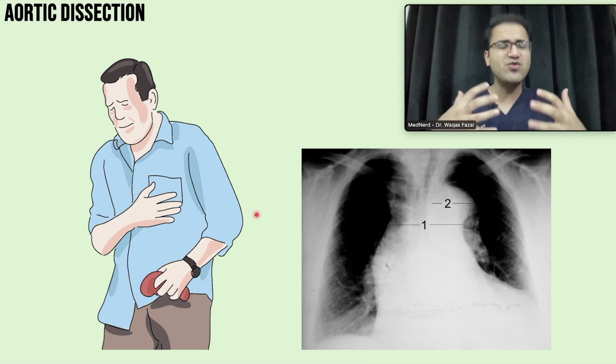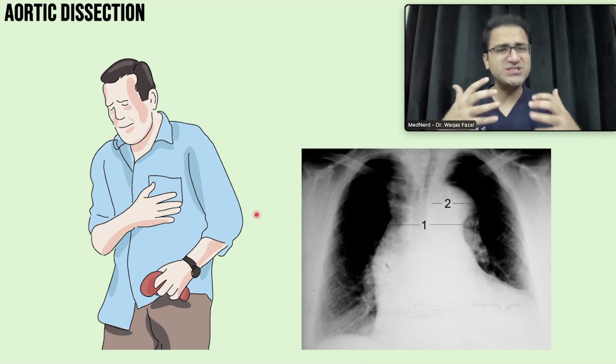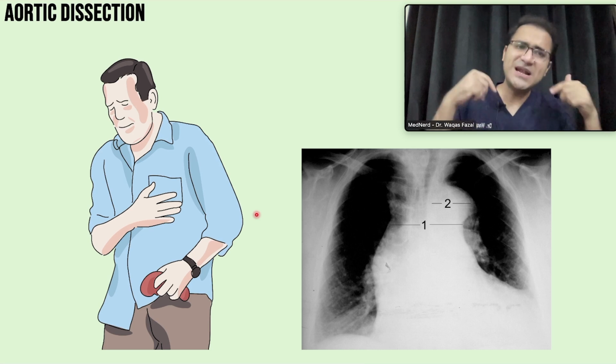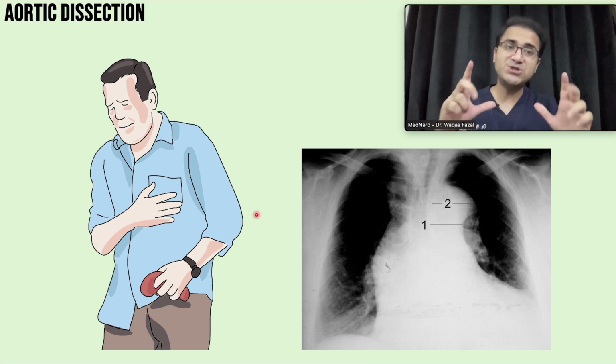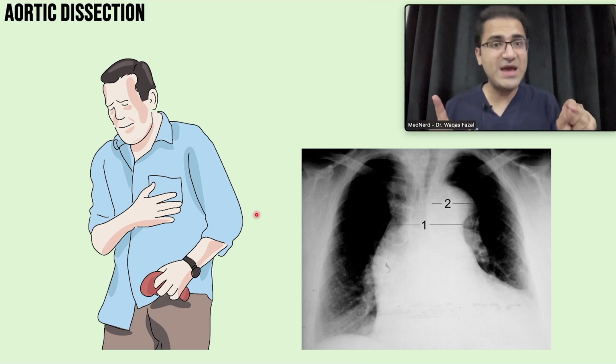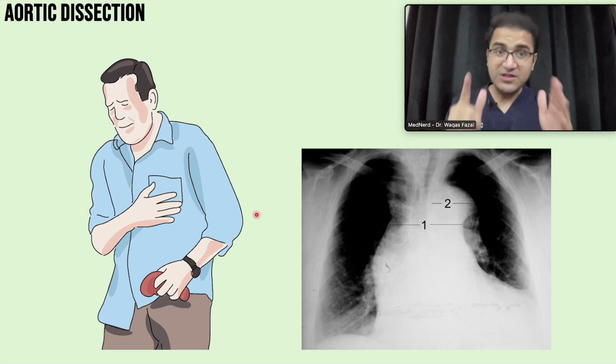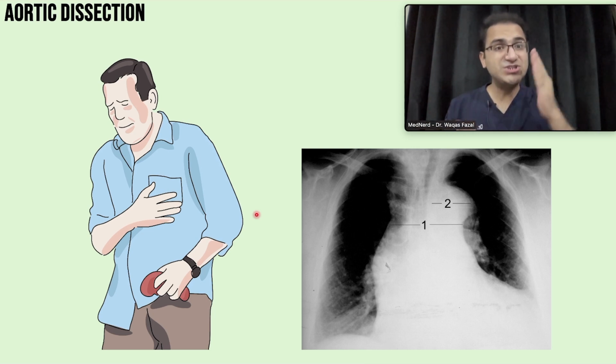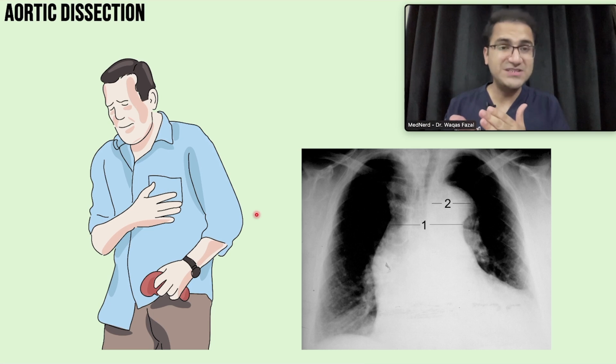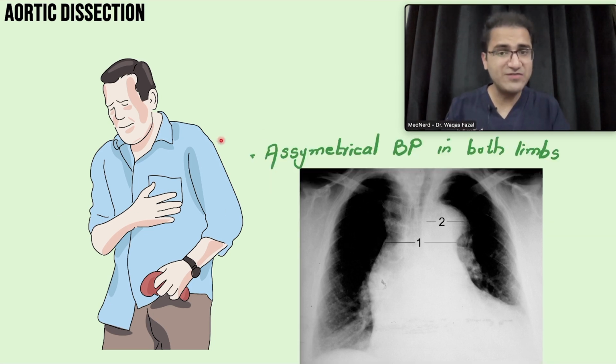Patient will present to you with tearing chest pain, a chest pain that will mimic an MI, and many times it will happen that the patient is concurrently having an MI and also having aortic dissection at the same time. This shows the importance of ordering chest X-ray whenever you order an ECG in any patient with chest pain. Patient is also having asymmetrical blood pressure in both arms. This is the classical presentation of aortic dissection.